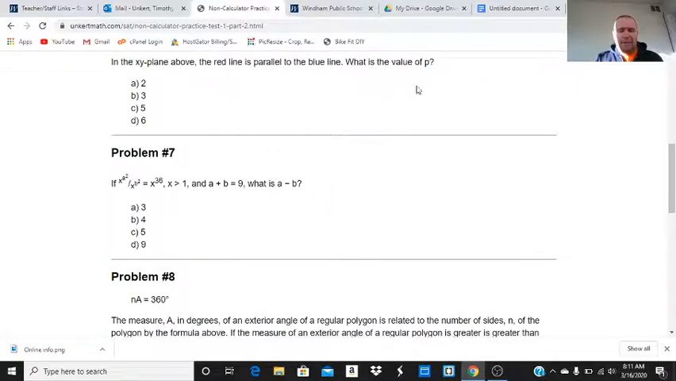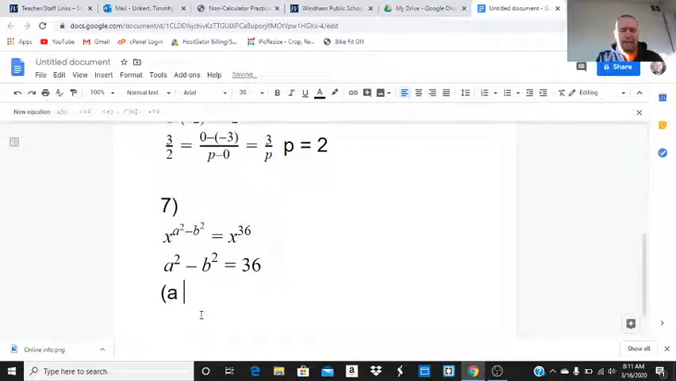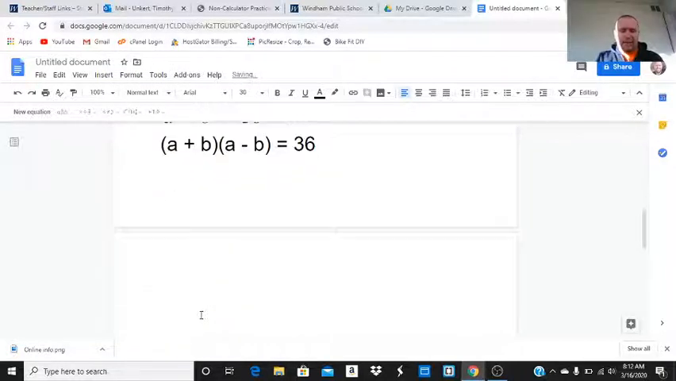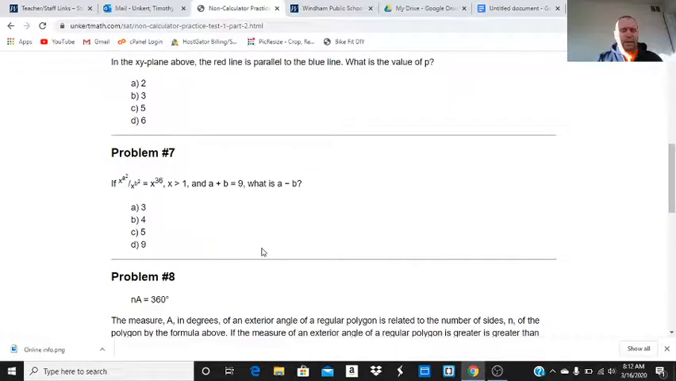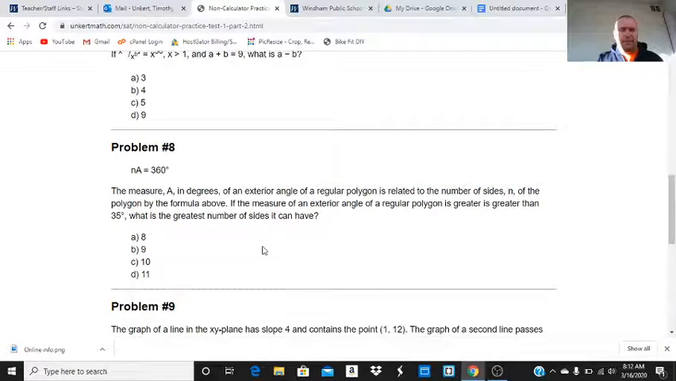We're given that a plus b is 9. Notice that a squared minus b squared is a difference of squares. We can factor it into a plus b times a minus b equals 36. A plus b is 9, so 9 times a minus b equals 36. Divide both sides by 9, and a minus b equals 4. So that's our solution, which is B. Scroll down. Yep, we got it right. Nice.